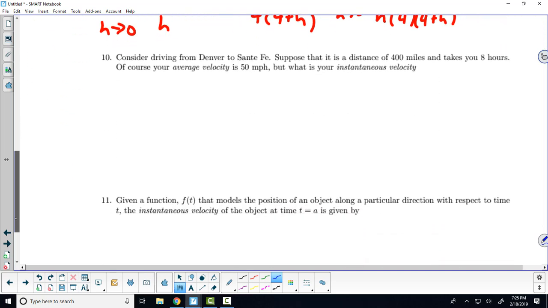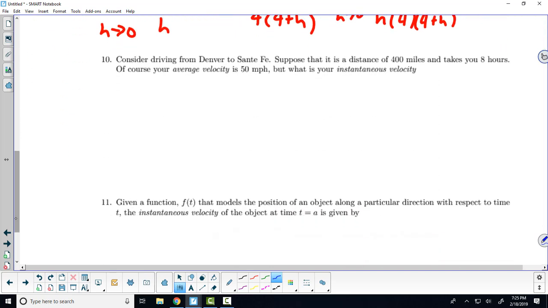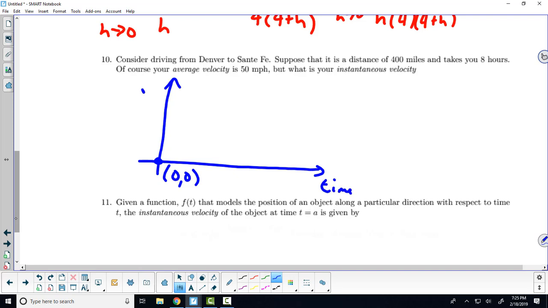All right. So I want to return to this idea. We're not going to spend nearly as much time on it as before. You're driving from here to Santa Fe. Suppose that's 400 miles. So where do we start off at? We start off at 0, 0, if this is time, and this is miles. We arrive at Santa Fe at the ordered pair.